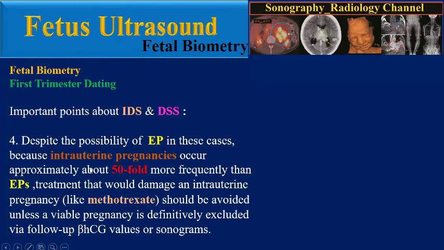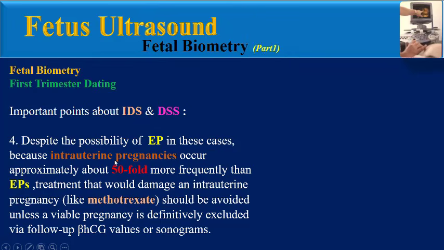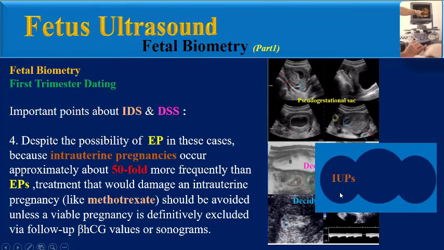And the final and most important point about the double sac sign and intradecidual sign: despite the possibility of ectopic pregnancy in these cases, because intrauterine pregnancies occur approximately 50-fold more frequently than ectopic pregnancies, treatment that would damage an intrauterine pregnancy, like methotrexate, should be avoided unless a viable pregnancy is definitely excluded via follow-up beta HCG values or sonograms.